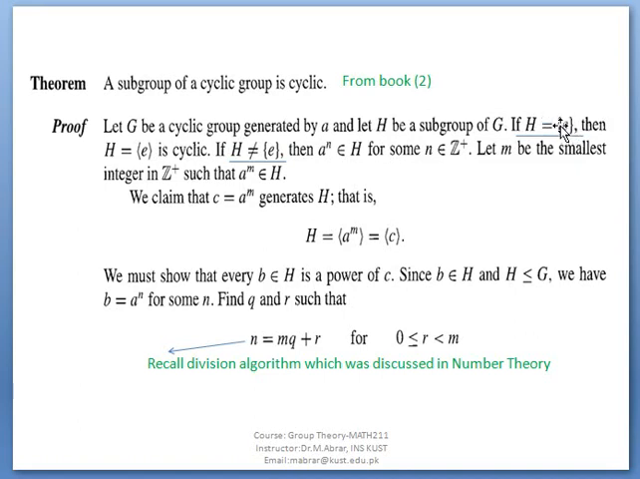For example, if H is equal to the neutral element, that is, H is trivial and contains only the identity element, then it's quite simple. Then it becomes cyclic, because if we take all powers of the neutral element, it gives the neutral element, so it is a cyclic group. The next case is when H is different from the trivial subgroup, and then we need to prove that it is cyclic.